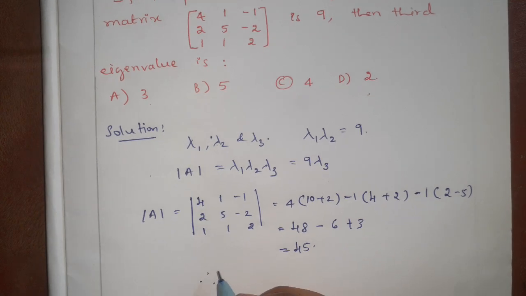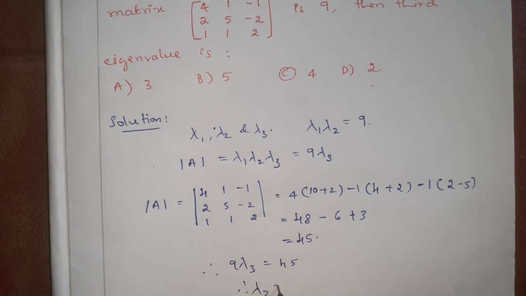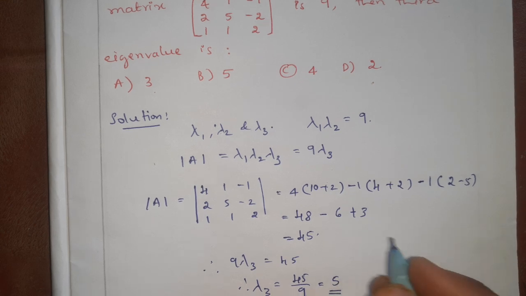Therefore 9 lambda 3 is equal to 45. Therefore lambda 3 is equal to 45 by 9, you will get 5. Hence option B is true.